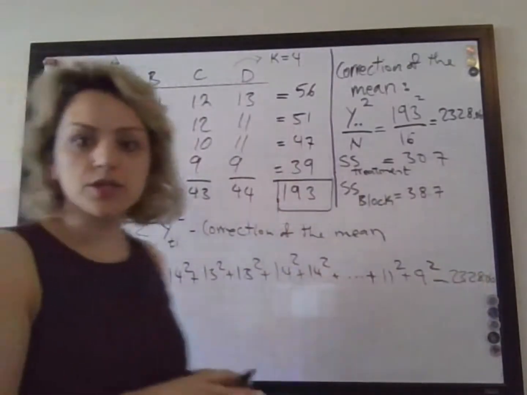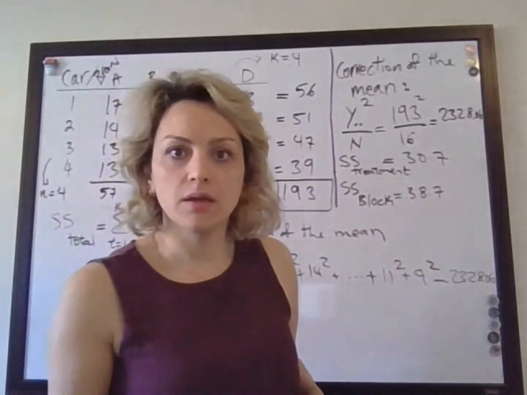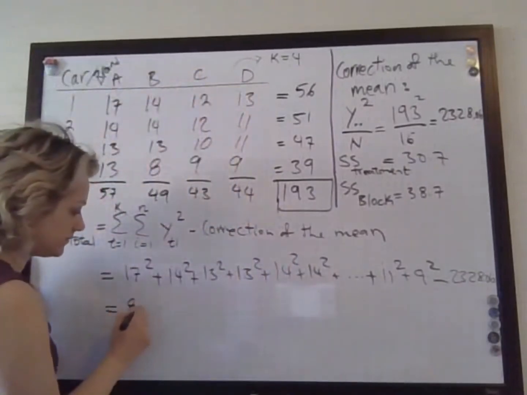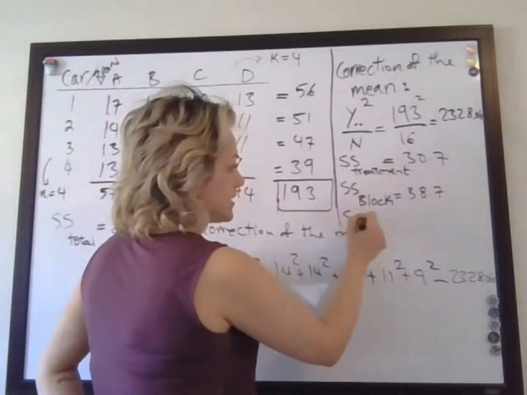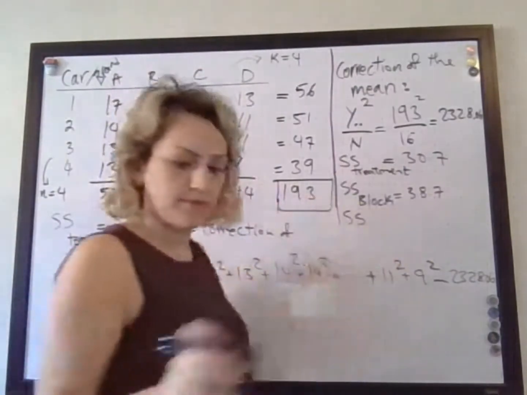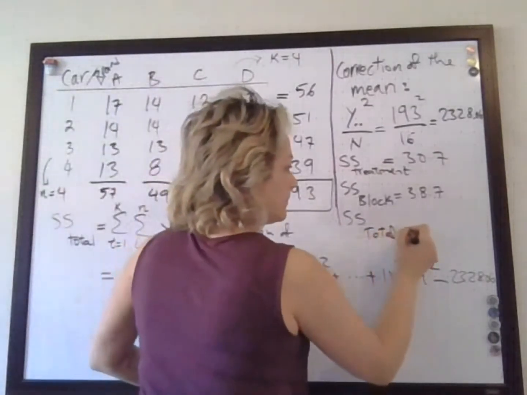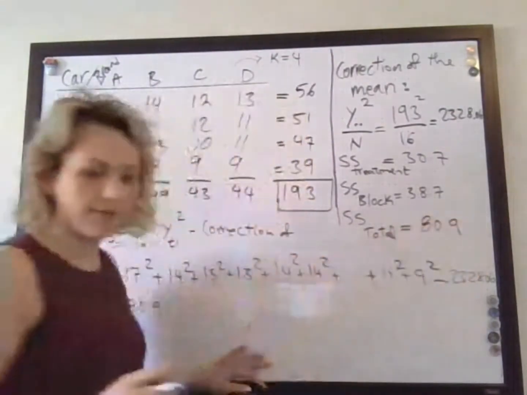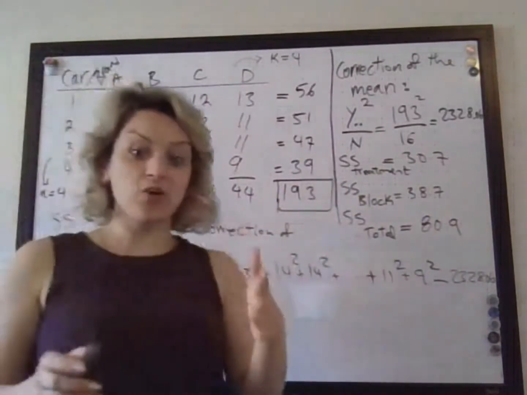So we do the calculation and it's going to be 80.9. So here I'm going to add SS total. It's equal to 80.9. So we have the sum of squares of treatment, sum of squares of block, and sum of squares of total. Now we can go and do the Anova table.